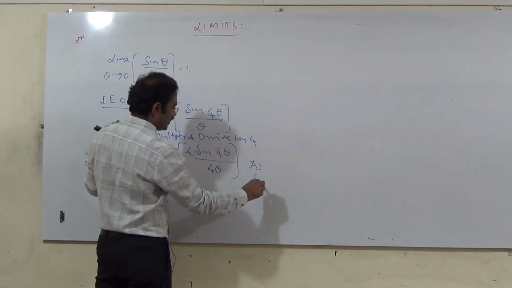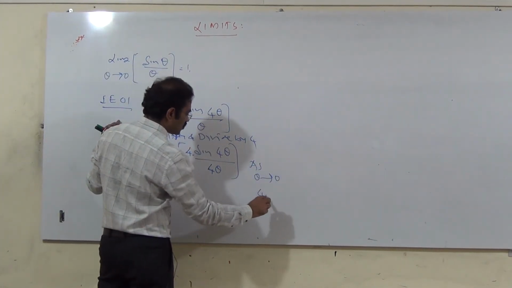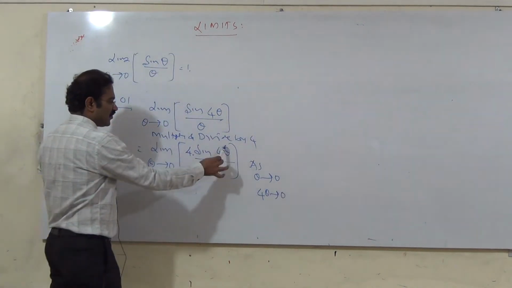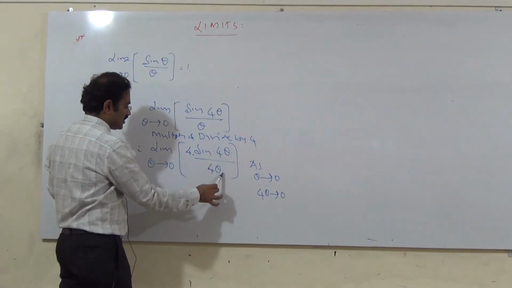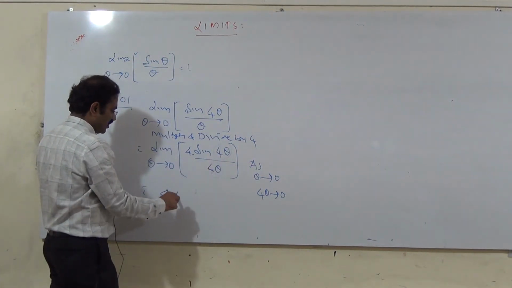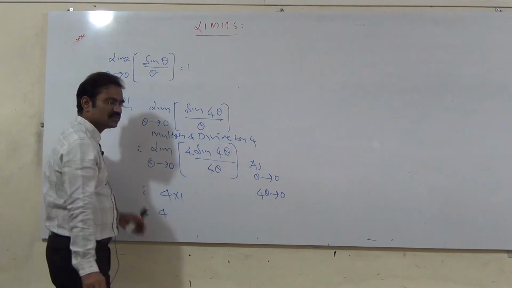As theta tends to 0, 4 theta tends to how much? 0. Therefore it is of the form sin theta by theta as theta tends to 0, its answer is how much? 1. 4 into 1, therefore the answer is equal to 4.